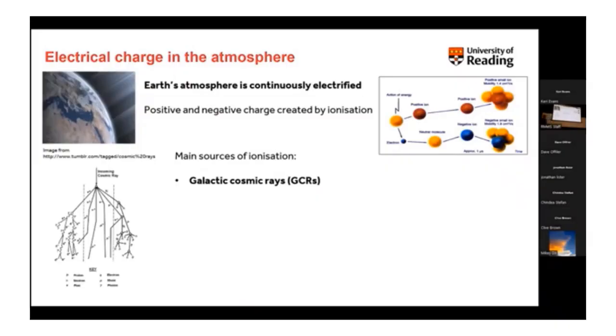And as they do so, they create a cascade of charged particles right down to the surface. And because they come from outside our solar system, they're modulated by solar activity. So they respond to magnetic fields.